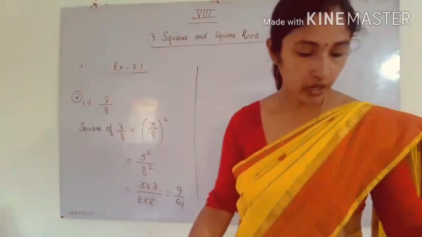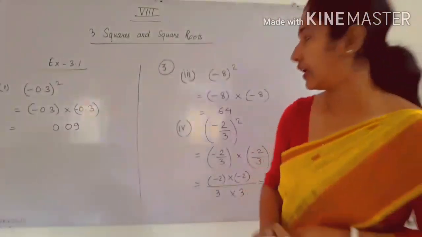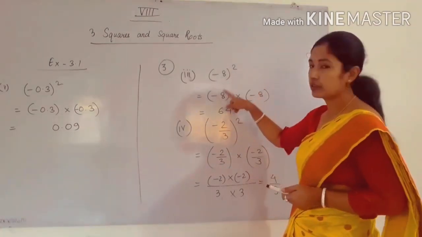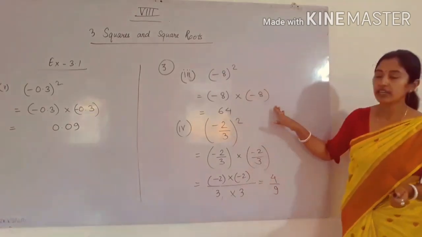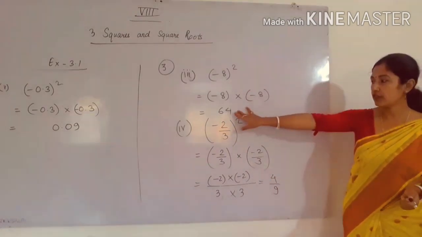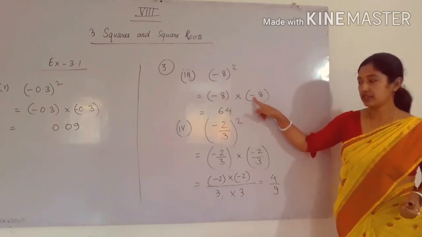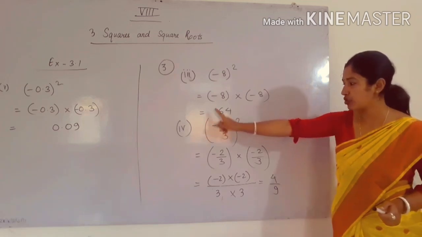So come to question number 3. From question number 3 I have taken 3 questions. So the first question is number 3, minus 8 whole square. This can be written as minus 8 into minus 8. So minus 8 into minus 8 will be a positive number. 8 8s are 64 and minus minus will be plus.